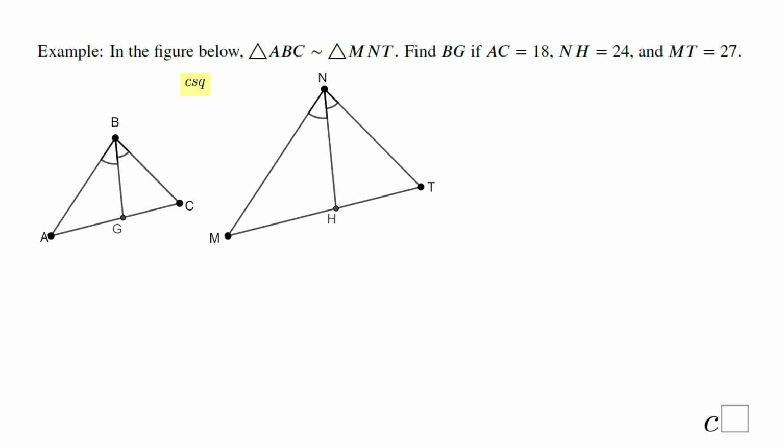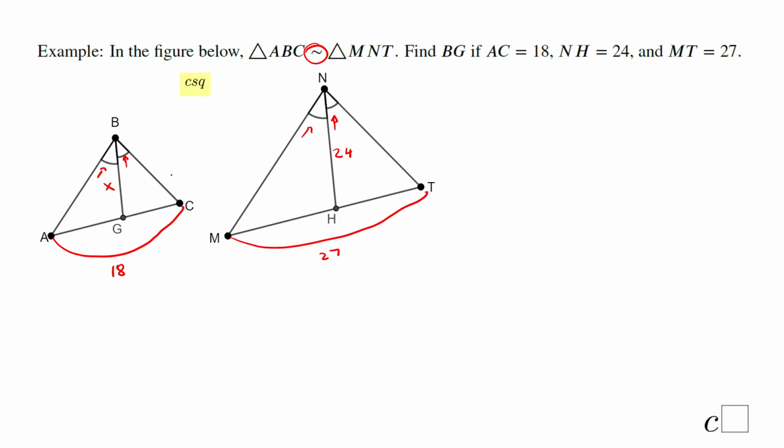The very next example, very similar. Please, like I said, recognize what we have here. We have angle bisectors. You can see BG and NH are angle bisectors. The triangles are similar. So what can we write here? First of all, let's read the problem. Find BG, call it X. If AC, again, the whole thing here, is 18, and NH is 24, and MT is 27.